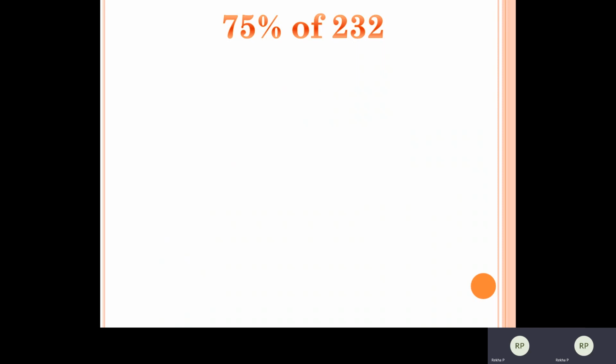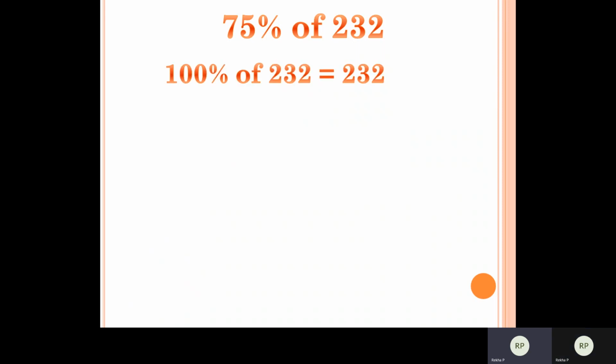So the question is: you have to find 75% of 232. You are asked to find the 75% of 232. Okay, so you all know what the 100% of 232 is. 100% of whatever number is the entire number, right? So 100% of 232 is 232.